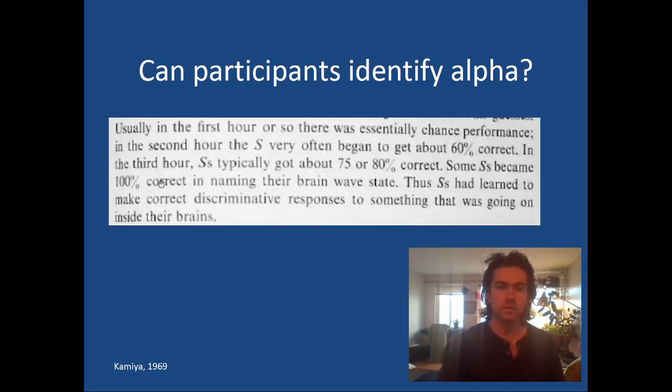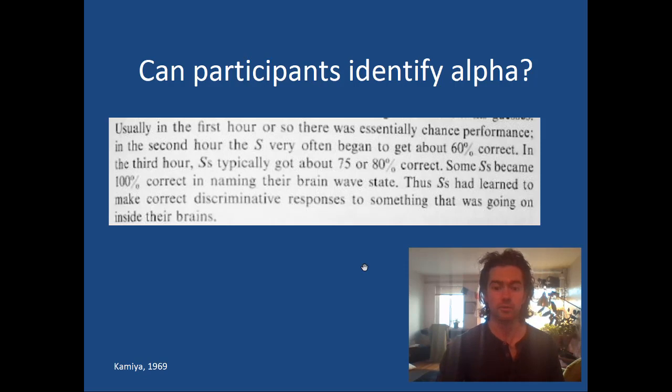So Kamiya only reports the results of this experiment in text. Unfortunately, there's not a figure, but let's just read this off. Usually in the first hour or so, there was essentially chance performance. In the second hour, the subject very often began to get about 60% correct. In the third hour, subjects typically got about 75 or 80% correct. Some subjects became 100% correct in naming their brainwave state. Thus, subjects had learned to make correct discriminative responses to something that was going on inside their brains.